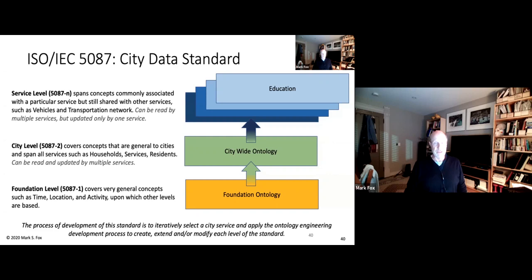The process of development of this standard is to iteratively select a city service, apply the ontology engineering development process to create, extend, or modify each level of the standard. So the foundation level and the citywide ontology will continue to undergo change as we develop more and more of these service level standards, because what we discover in developing these standards will feed back into enlarging the citywide ontology, as we find that there are certain concepts or properties from education that need to be available citywide for both reading and writing.